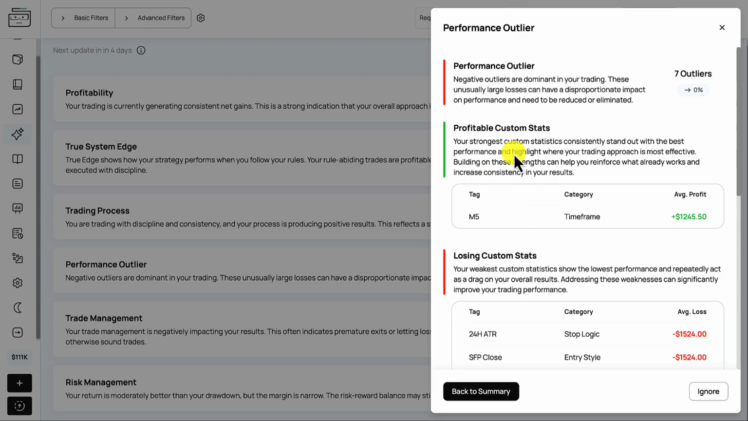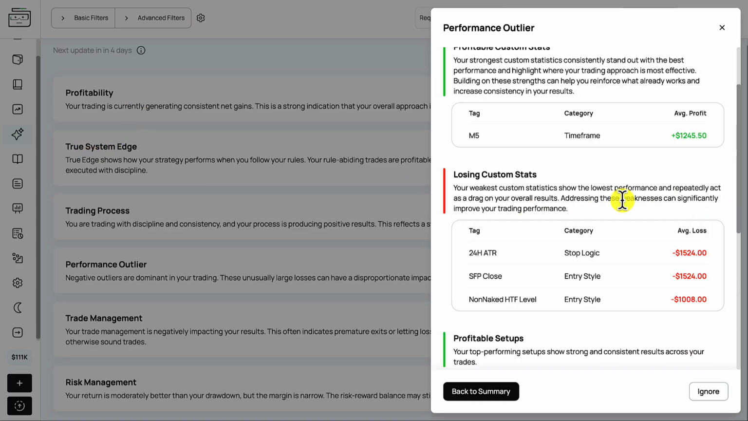So here you can see you have one exceptionally good custom statistic. When he's trading the 5-minute time frame, he is making the most money. When we look at the worst losing custom statistics, we can see that we have one for stop logic, and he has 2 entry style custom stats that are not working out for this trader at all.